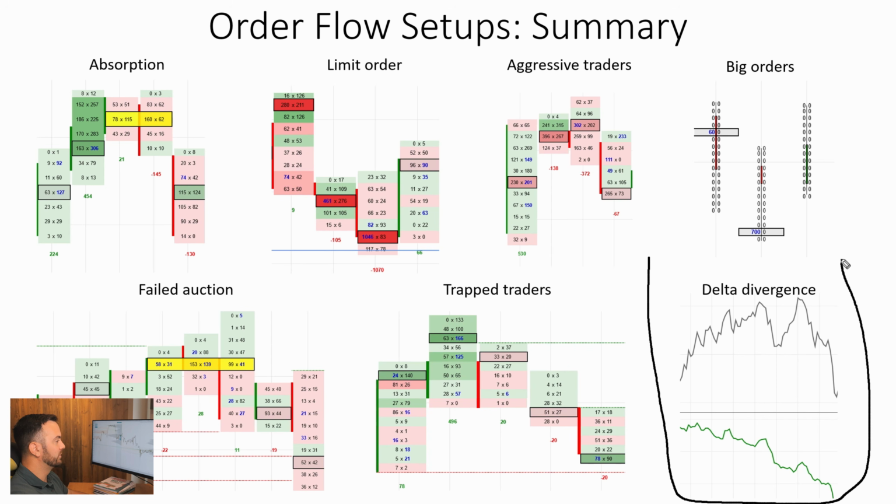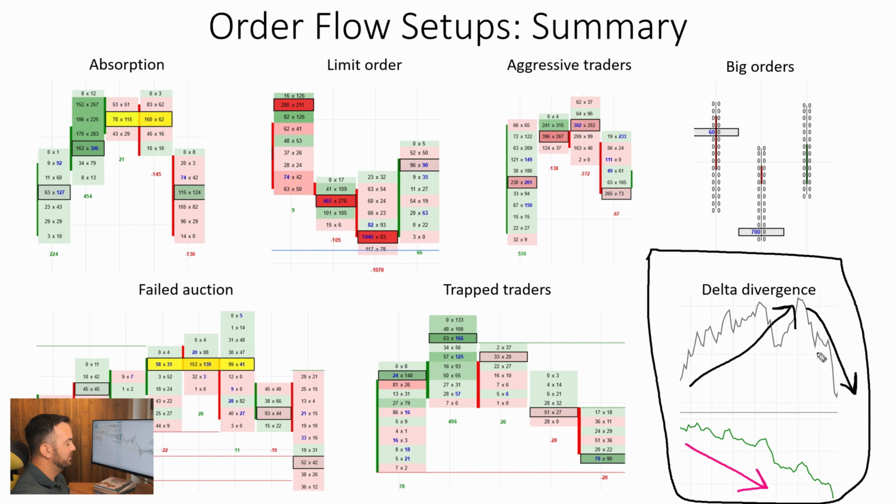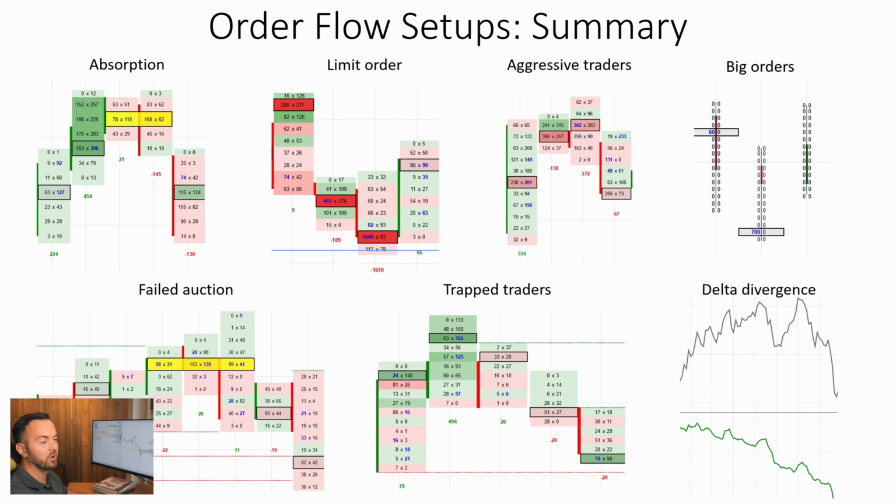And the last thing, that was the delta divergence, where you look for divergence between price going one way and delta going the other way. The logic behind this is that price eventually always follows delta like this. So when you see a divergence, especially around strong support or resistance level, it's a beautiful and effective confirmation that you should jump in your trade.